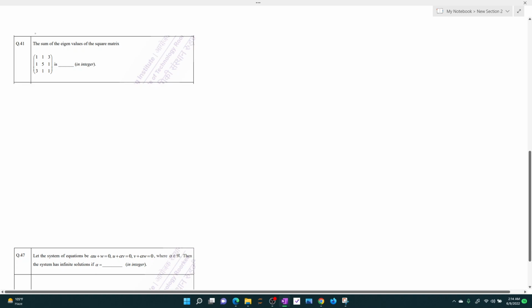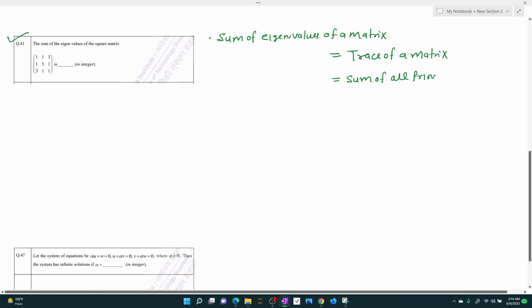So now let's come to this question number 41. This is a very easy question if we know one single fact. And the fact is, the sum of eigenvalues of a matrix is always equal to the trace of the matrix, right? So what is trace? Trace is defined only for a square matrix, and it is the sum of all principal diagonal entries.